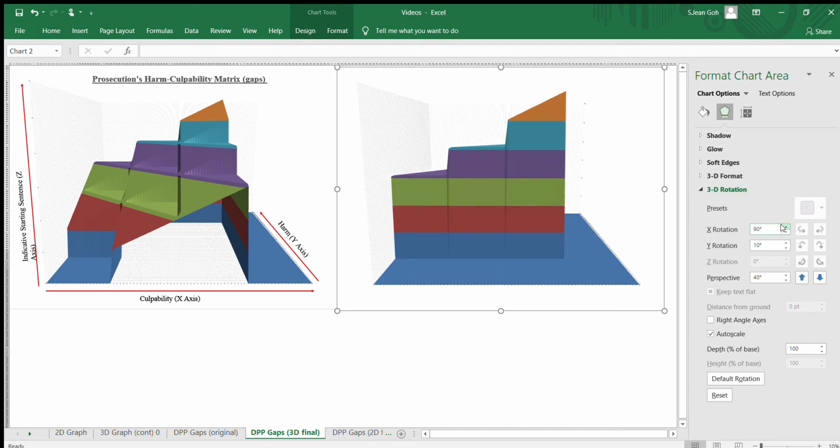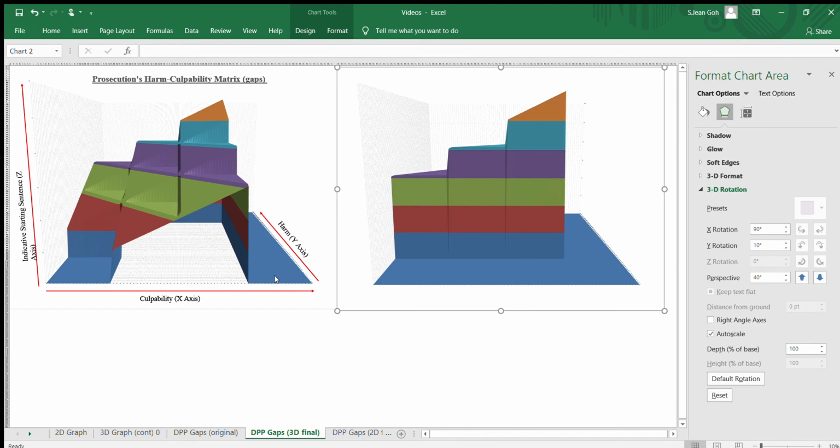The salient portions of the 3D model are as follows. The surface area corresponding to slight harm and low culpability presents itself as a blue two-dimensional square. This box is reserved for fines, and this generates a gap in the indicative imprisonment sentencing range. This, however, is an acceptable gap because it is an explained and reasoned one.